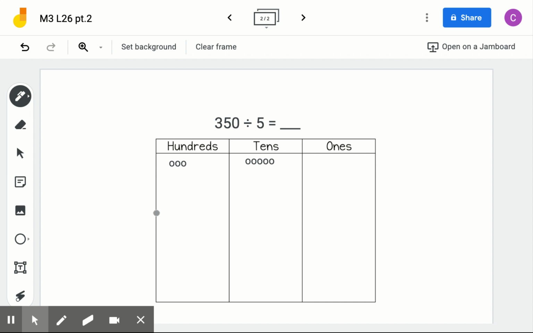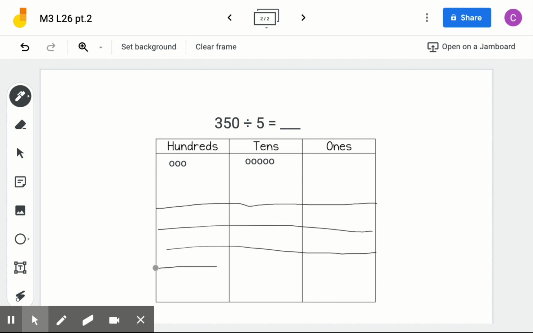So I'm going to draw my 5 equal groups. One, two, three, 4, 5 groups. Okay, now I'm ready to cross them off and divide them below, starting in my hundreds column.